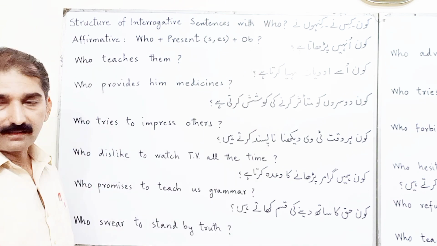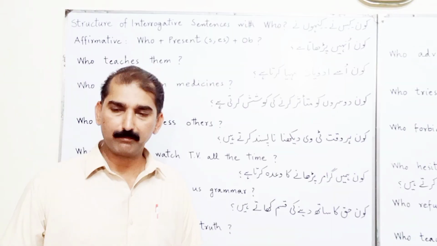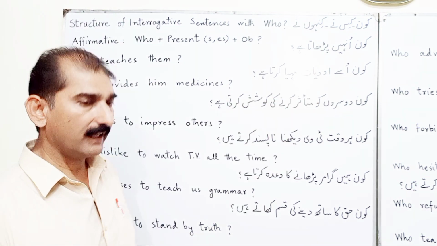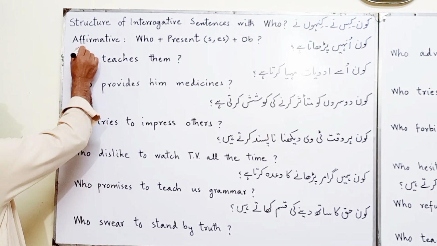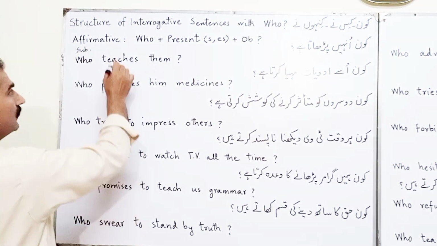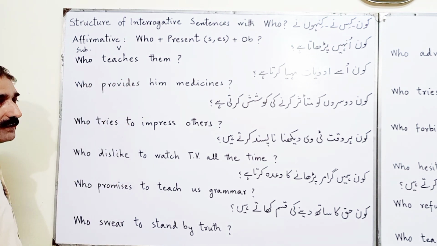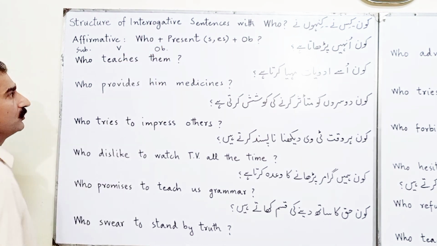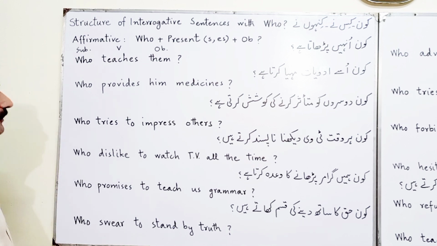Now, for your convenience, I have already written those sentences on the whiteboard so that our time may be less consumed. Who teaches them? Who, as I told you, will always serve as subject in the sentence and will be used at the beginning of the sentence. Teach is the verb in the present form with which we have added es, and them is the object over here. Who teaches them?